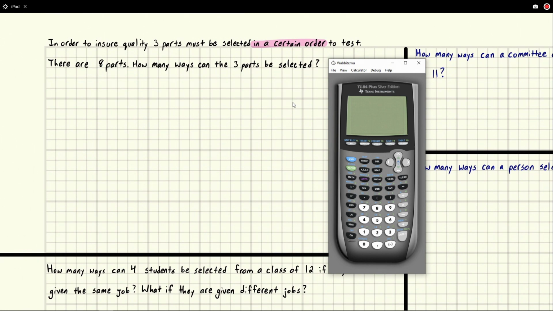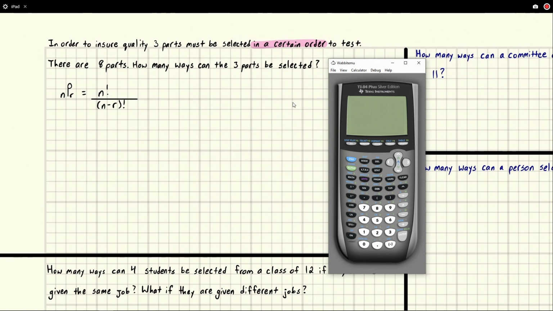So there's 2 ways to do this. The first one is just to use the nPr in the calculator. And remember that this is equal to the formula n factorial over n minus r factorial. And this formula is the second way to do it. We can do it by hand. So remember, n is always the total number of parts, and r is always the selection we're interested in. So we're interested in 3 parts, and there are 8 total parts.